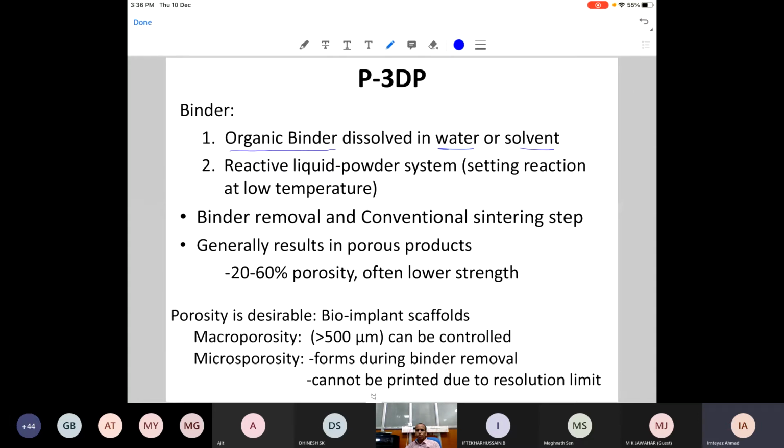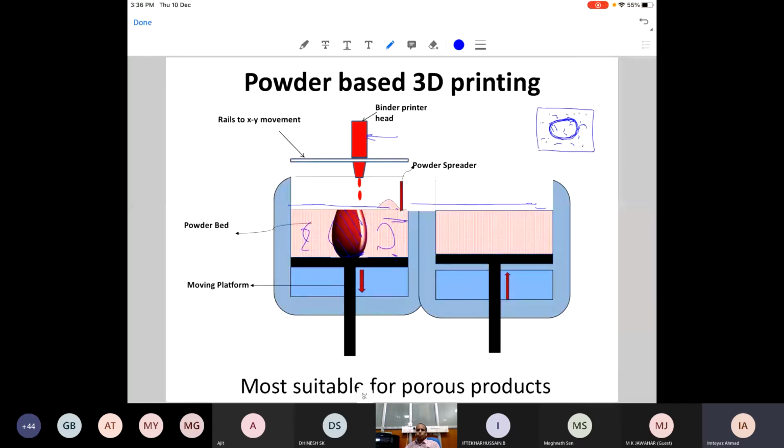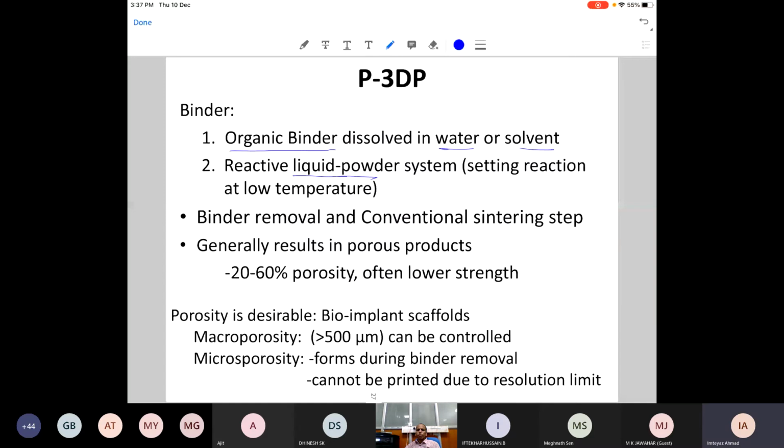Now, you can also have some reactive liquid. Sometimes this stage is also heated a little bit. You can have a little bit of heating on this stage, which sometimes activates the binder to bind it better. Now, binder removal and then sintering, these are two steps that have to follow.